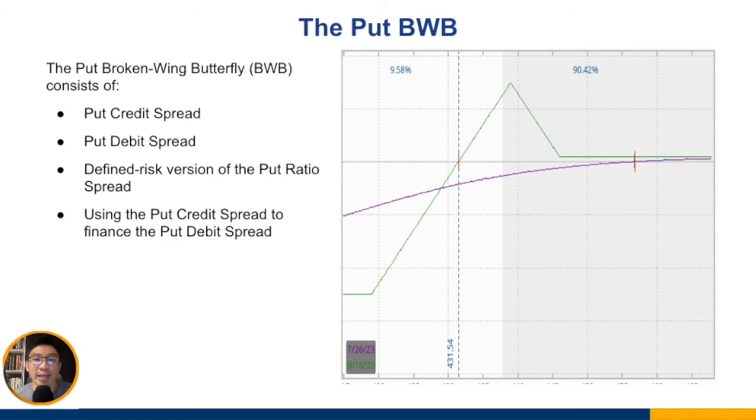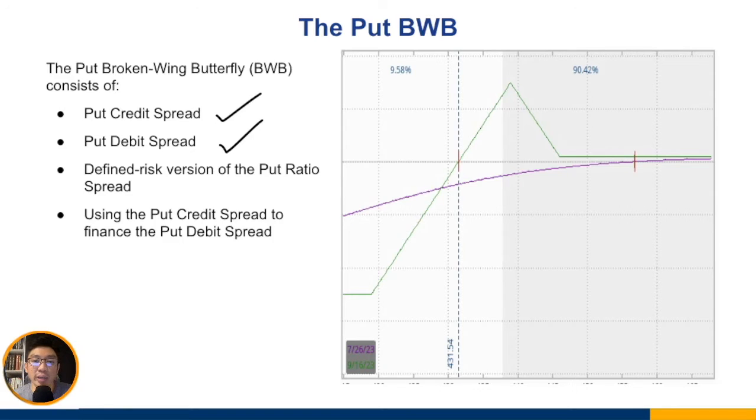All right. So what is this put BWB, the put broken wing butterfly? The put broken wing butterfly is basically a combination of two different types of spread. First, you have the put credit spread, and then you have the put debit spread.